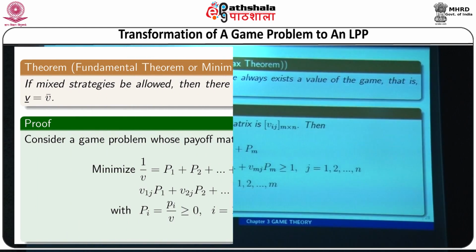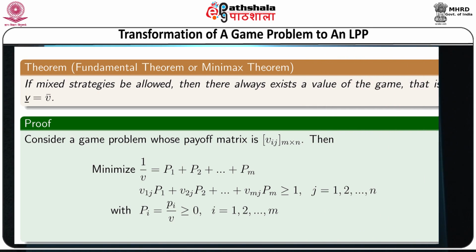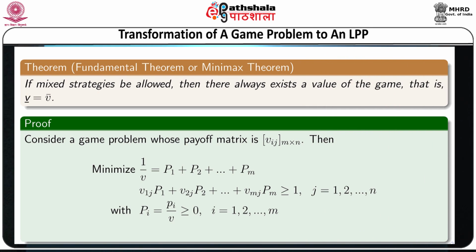Now, we will prove some important results related to game theory. This is called the fundamental theorem or minimax theorem. If mixed strategies are allowed, then there always exists a value of the game, that is, V lower bar equal to V upper bar. We consider a game problem whose payoff matrix is Vij.